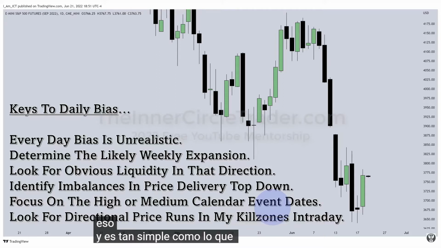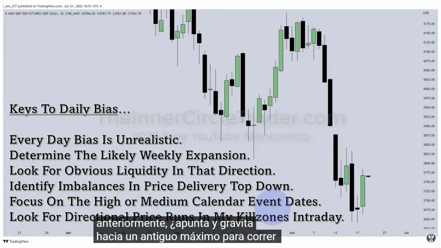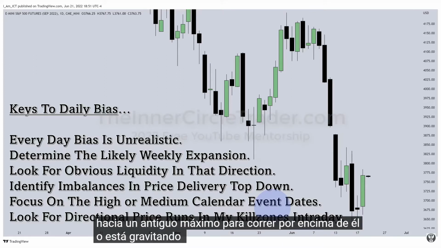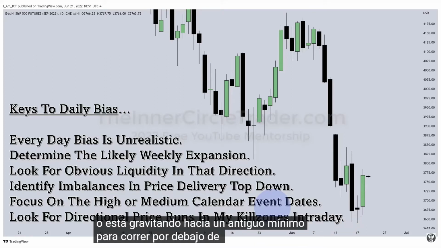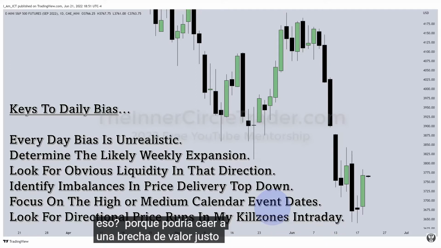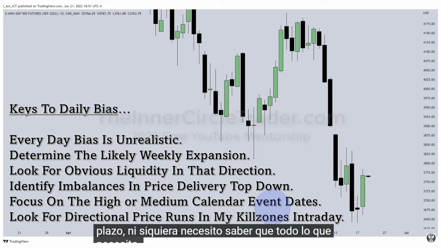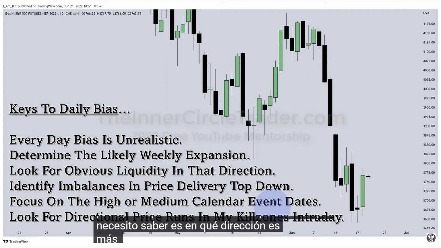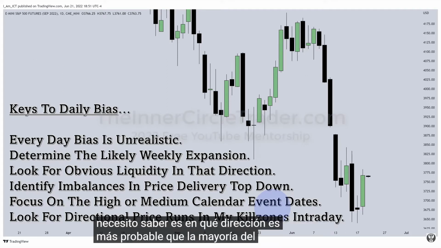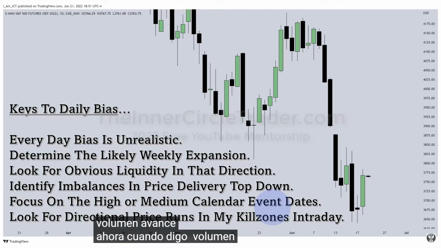And it's as simple as what I mentioned earlier. Is it aiming for and gravitating towards an old high to run above it? Or is it gravitating towards an old low to run below it? Or is there an imbalance where it needs to come back and revisit that? Because it might just drop down to a fair value gap to go higher longer term. I don't even need to know that. All I need to know is, what direction is it most likely to have the majority of the volume pushing through? Now, when I say volume, there is no centralized volume number in Forex.